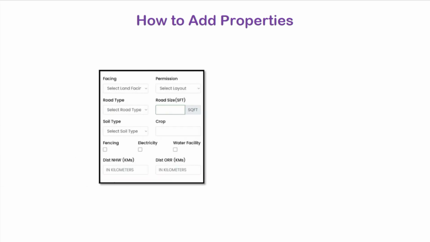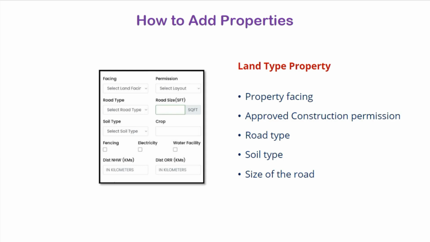In case the property type is land, you have to enter other details such as property facing, the approved construction permission, road type, soil type, and the size of the road facing the property. Here, you can also add the type of crop being produced if the property is an agricultural land. Next, you can check other details such as fencing, electricity and water facility if available. Also mention the distance of the property from the national highway and the outer ring road.